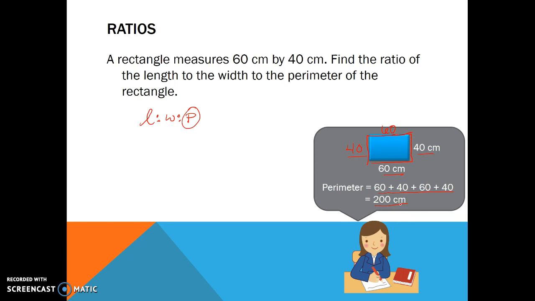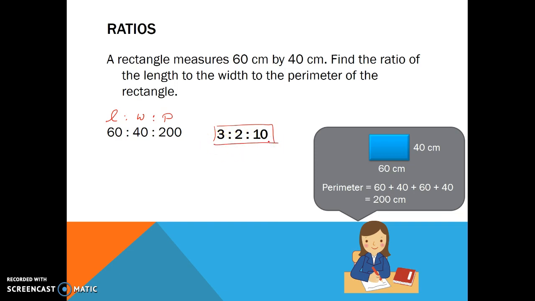Okay, so now we're ready to write our ratio. You can see there that we have our ratio of 60 to 40 to 200. Again, that was length to width to perimeter. So that 60 to 40 to 200 is not in its simplest form. I already have that written for you over here, but let me show you how I got there.